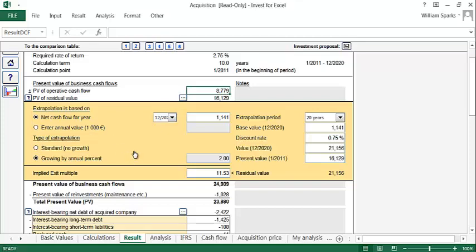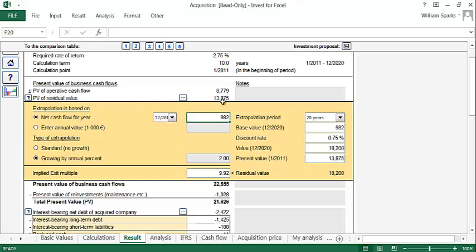It's based on the last year's free cash flow, 2020, which was 1.1 million, 1,141,000, and growing by 2% annually for 20 years. But this can be changed. If you don't want to use 2020, maybe you think it's too good a year, you want to take another year, you change to another year. Yeah, that's where you do it. Let's say 17 is a typical year, or 15 is fine also.